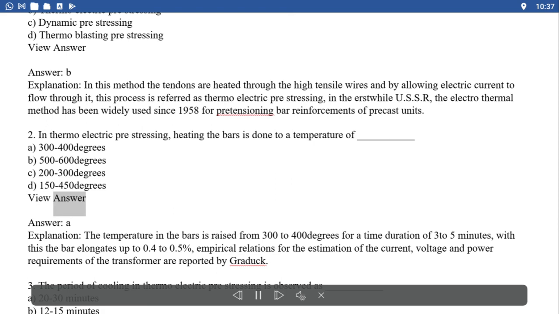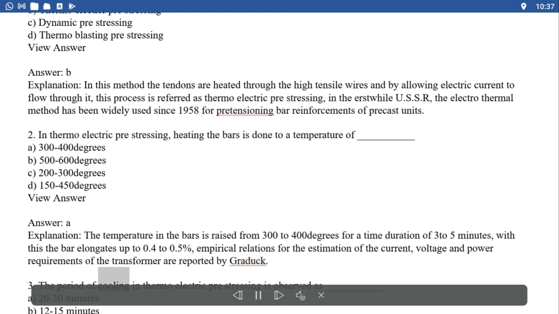Answer: A. Explanation. The temperature in the bars is raised from 300 to 400 degrees for a time duration of 3 to 5 minutes. With this the bar elongates up to 0.4 to 0.5%. Empirical relations for the estimation of the current, voltage and power requirements of the transformer are reported by Graddock.